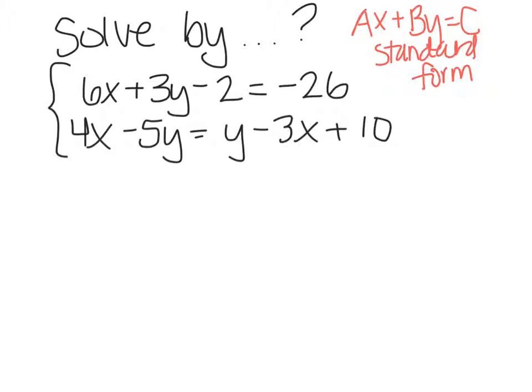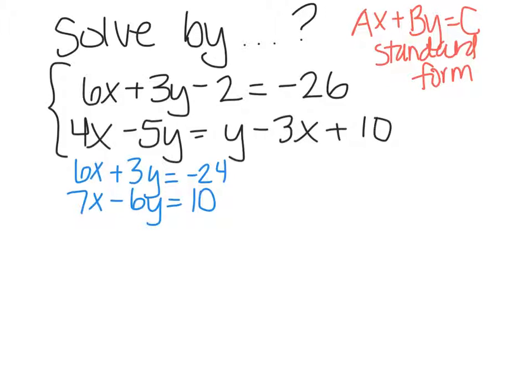All right, so let's see. I'm going to start solving this and put it in standard form first. So for my top equation, I have 6x plus 3y equals negative 24. And in the bottom, I have 7x minus 6y equals 10. Well, you could solve this by elimination or by substitution, but I think elimination looks easier. And that's because I can multiply the top equation by 2 to cancel out those y's.